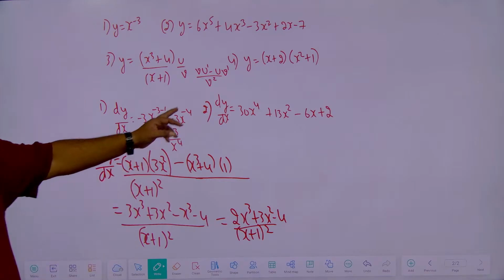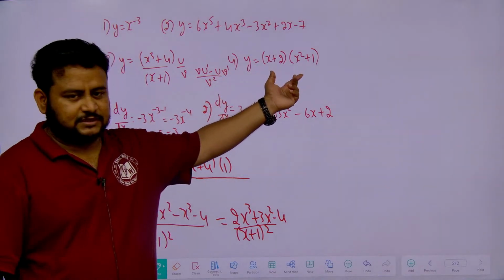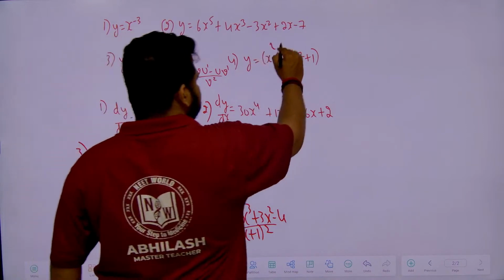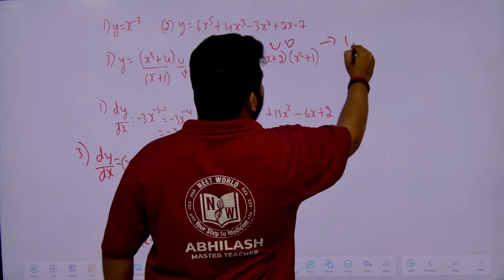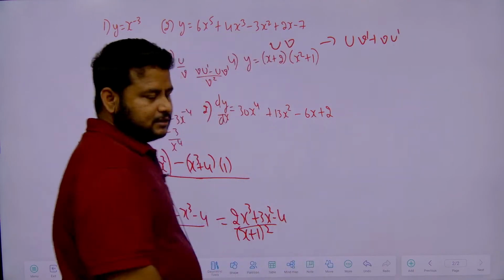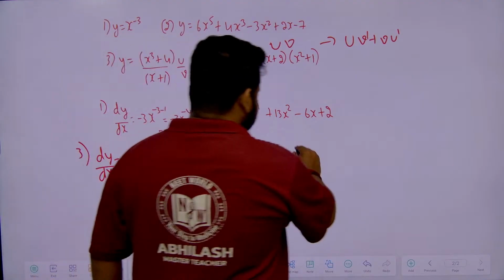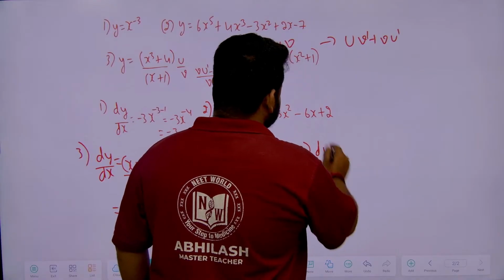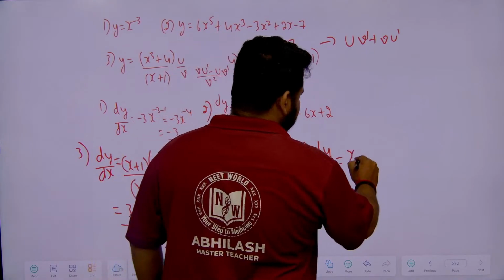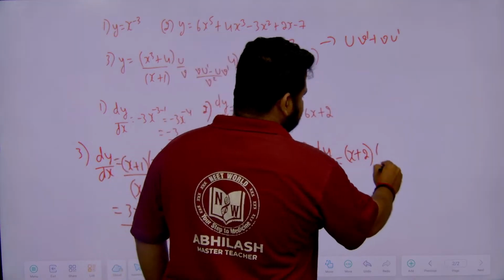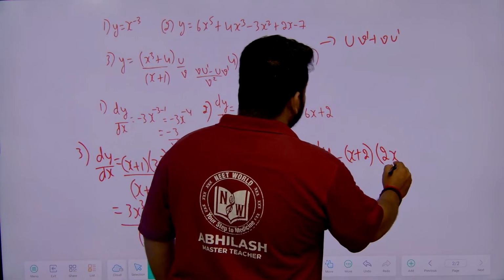See, y is equal to x plus 2 into x square plus 1. This is of which form? Product. U into v. So the product rule of differentiation, how will you do it? U into v dash plus v into u dash. So as per that, for the fourth one, dy by dx: first term I'll keep as it is, x plus 2, into the derivative of x square plus 1. Derivative of x square is 2x. Plus 1 is 0.